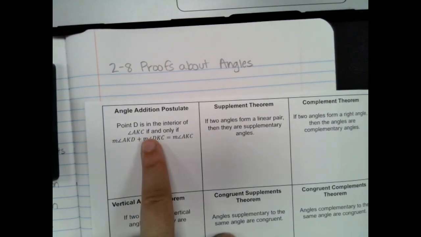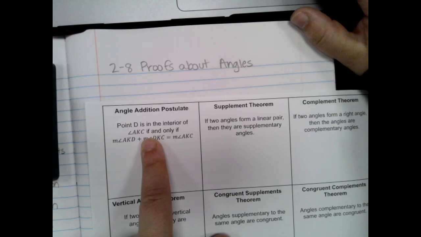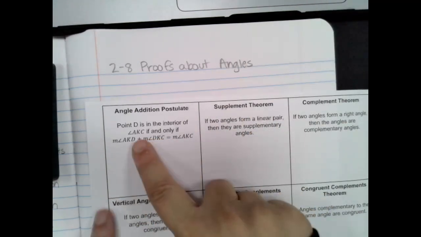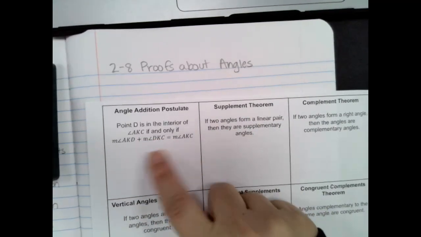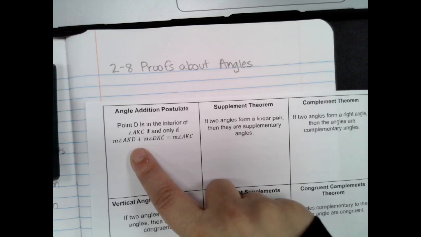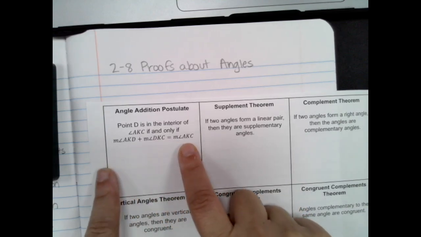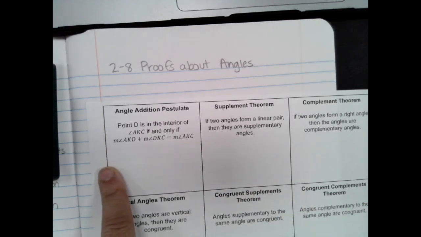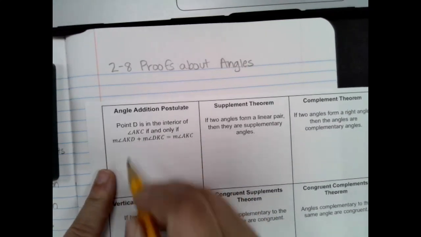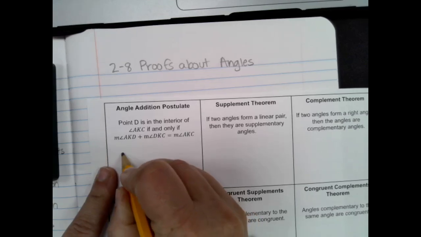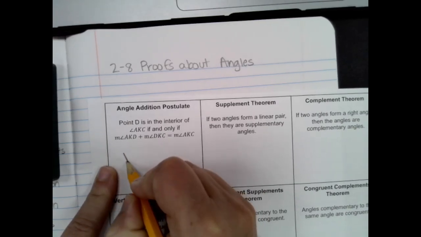Angle addition postulate says point D is the interior of angle AKC if and only if measure of angle AKD plus the measure of angle DKC equals the measure of angle AKC. So we're going to start with the angle AKC. So we're going to draw any angle there. I'm going to make it kind of obtuse, that way it's a little easier to work with.